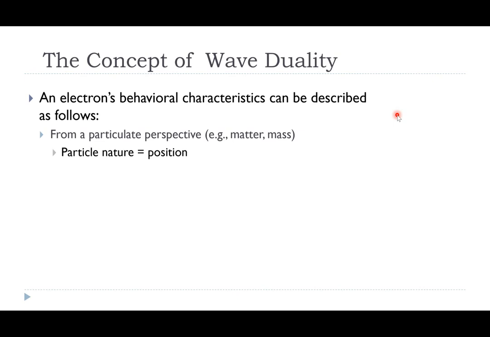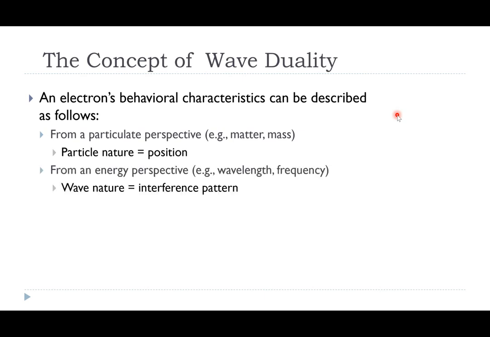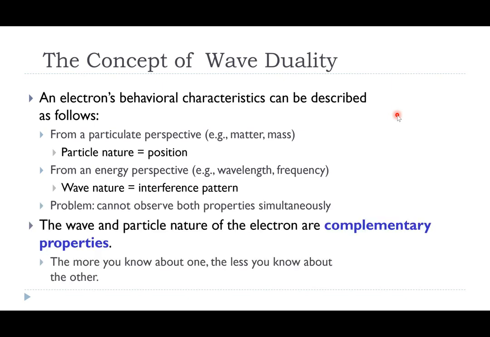Things are getting serious. So an electron's behavior can be described as the following. It has a particulate nature to it. So electrons and light do behave like particles sometimes. Electrons and light also have a wave nature, so they behave as waves sometimes. This is called the wave-particle duality.